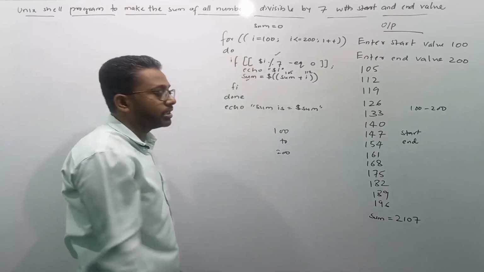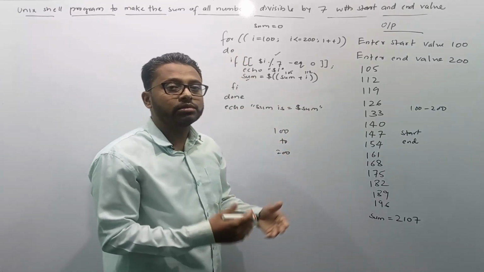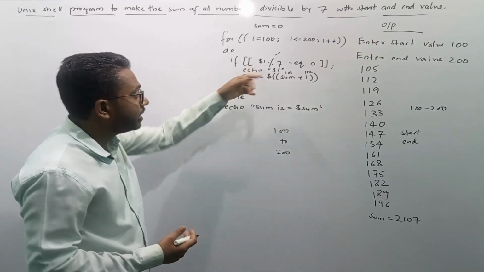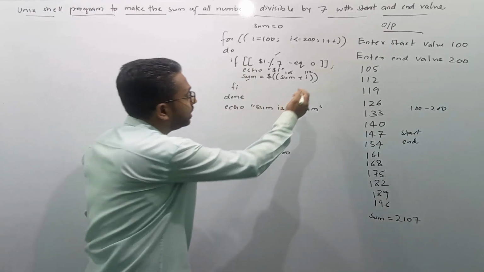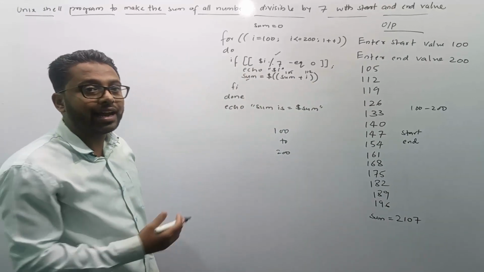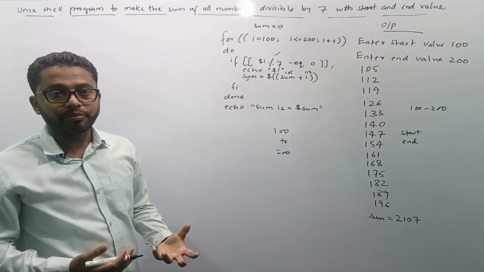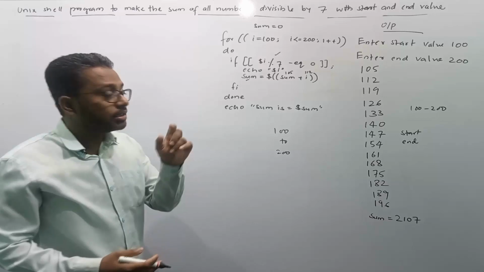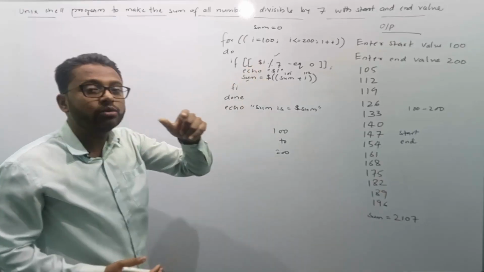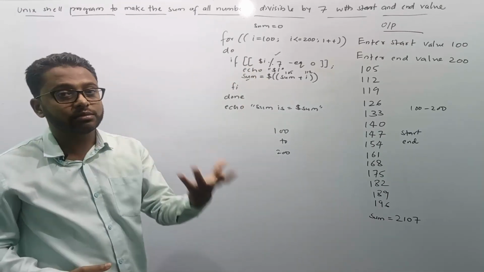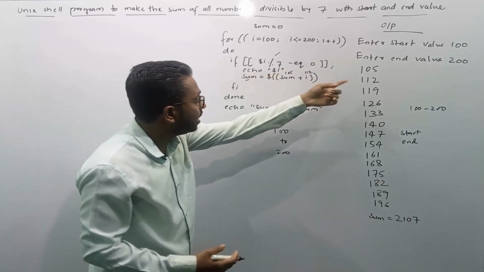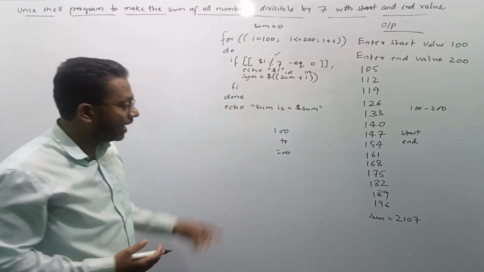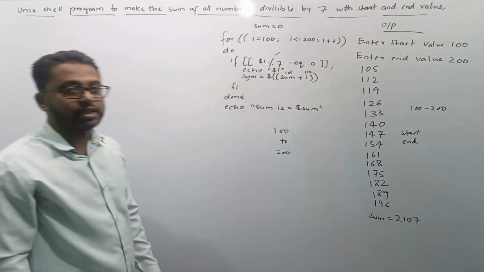Next again the I value is incremented by 1, I becomes 113, 114, 115, then it will become 119. 119 is divisible by 7. Like this, 119 gets added with 217, and we will get the new value of sum. Like this, with each and every value of I, from 100 to 200, the check is performed whether that value is divisible by 7. If it is, we display that value and add it to the sum, and at the end we will get 2107 as the output.